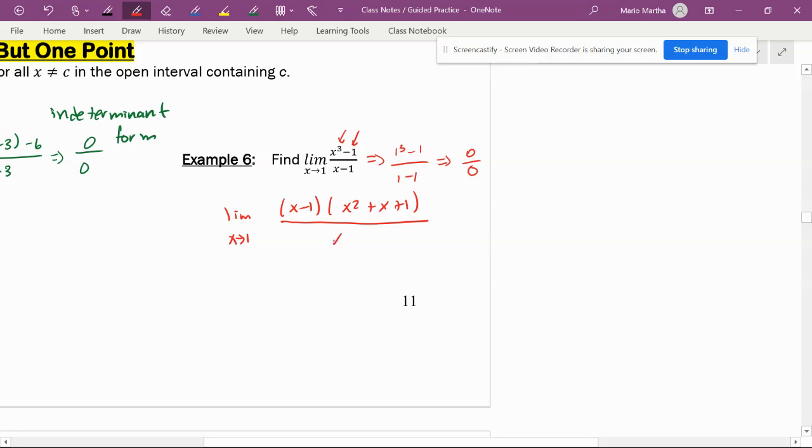And then everything divided by x minus 1. Again, if you notice, there's already an x minus 1 being divided out right there. So this is equal to the limit as x approaches 1 of x squared plus x plus 1. Then again, if you plug in 1, now you get 1 squared plus 1 plus 1, which is equal to 3.